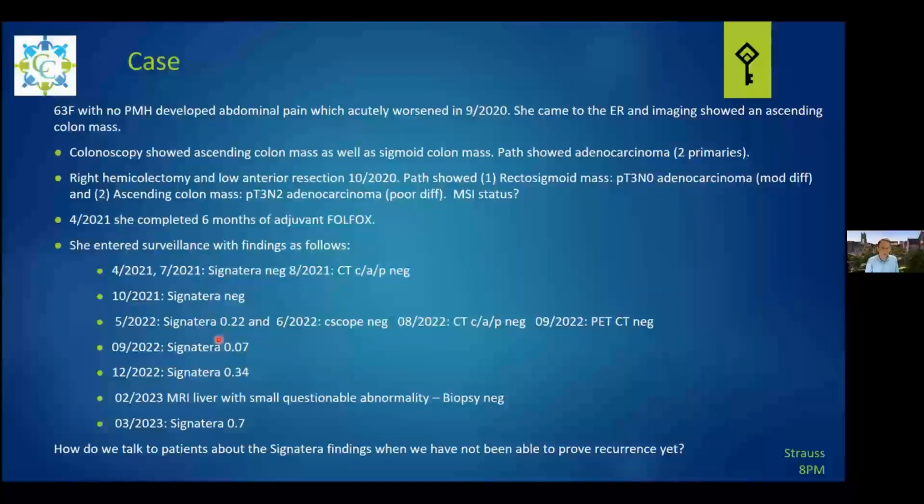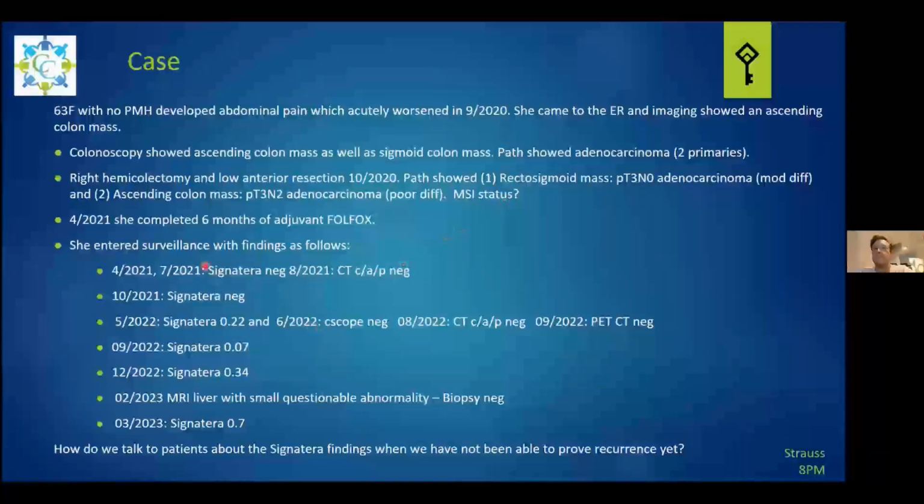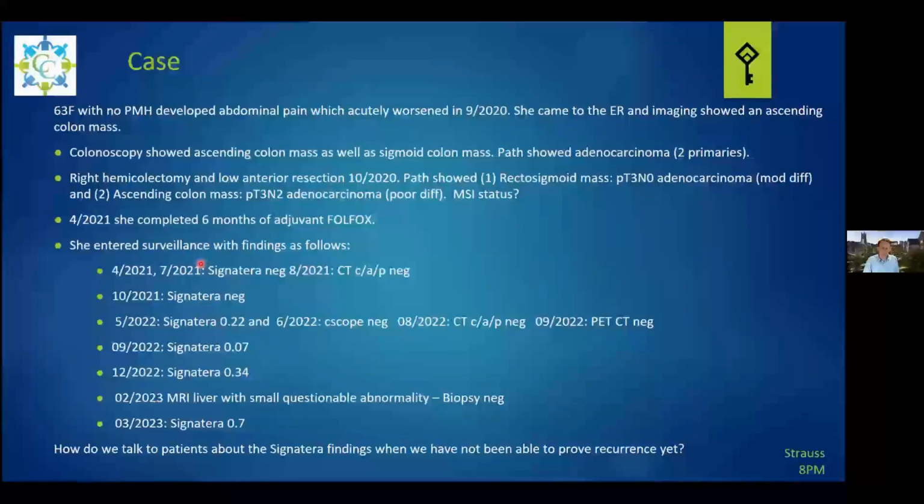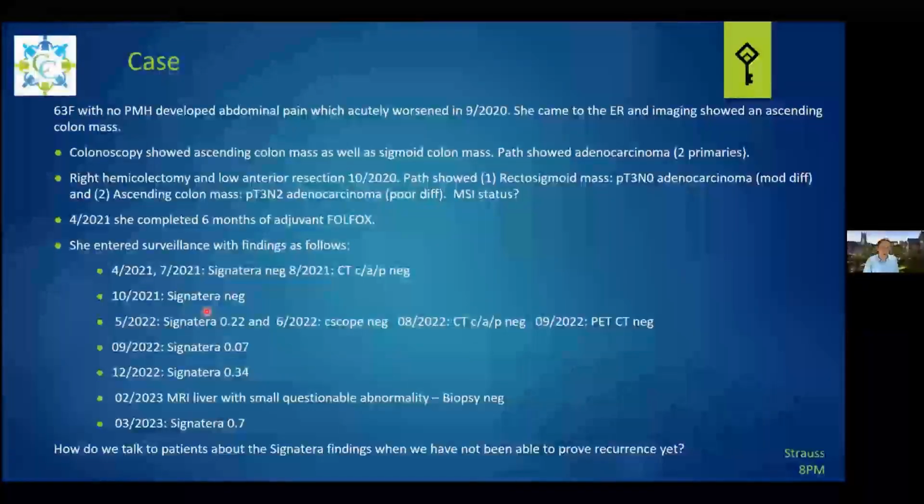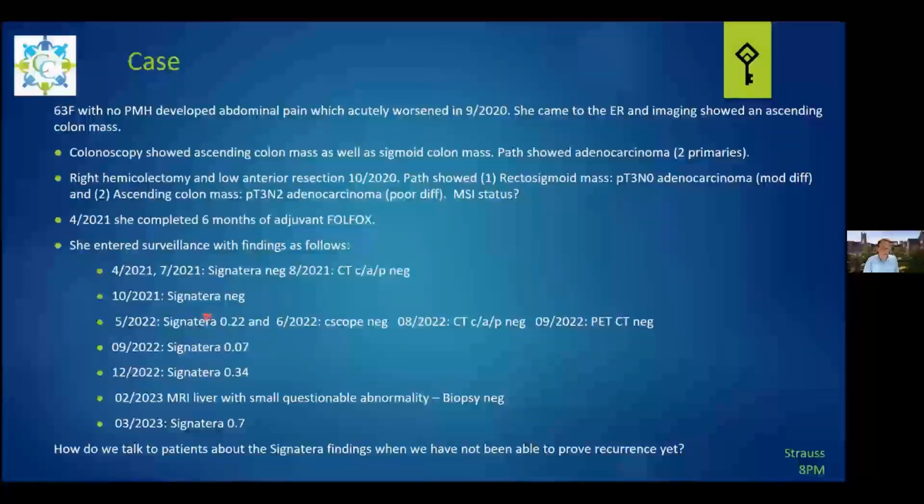And I put a question mark here. Was this MSI high or microsatellite stable? Stable. Okay. I just wondered because the patient had 2 cancers. Sometimes that's a hereditary disorder. But anyway, the patient received 6 months of adjuvant FOLFOX, went into surveillance. Signatera was first negative, stayed negative. So that's a good sign, but then a whole year later flips to positive.